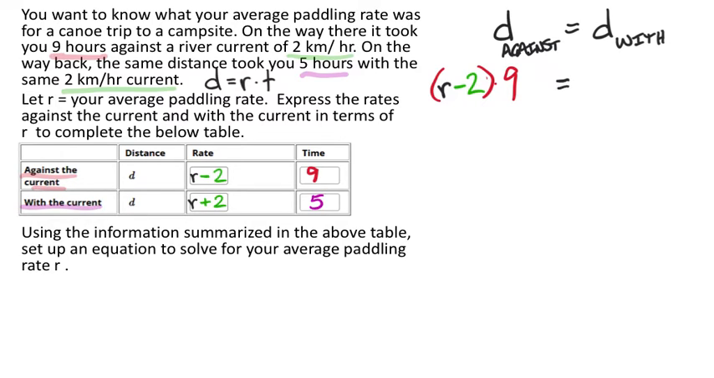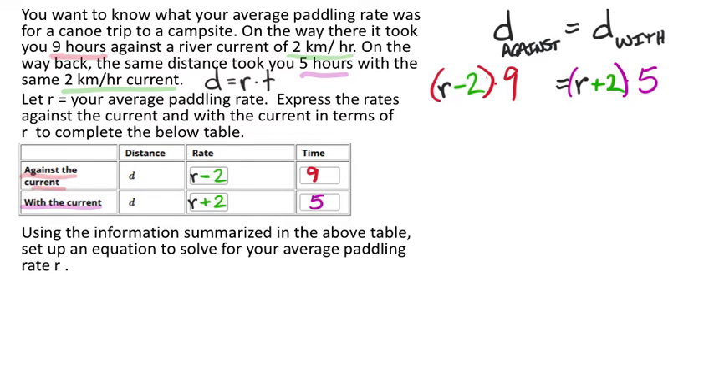And this should equal then the distance with the current, which again, it should just be rate times time. Well, we know both those values, kind of. The rate is an expression, and that's okay. Right, we know the rate is our rate of paddling, but then we have to add 2 kilometers per hour for the current. And then we know the time that it took for the trip, so the t I'm replacing with 5. Okay, so this is the equation. I think this is the equation that they want.